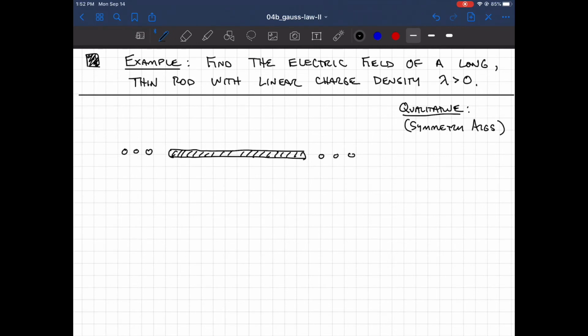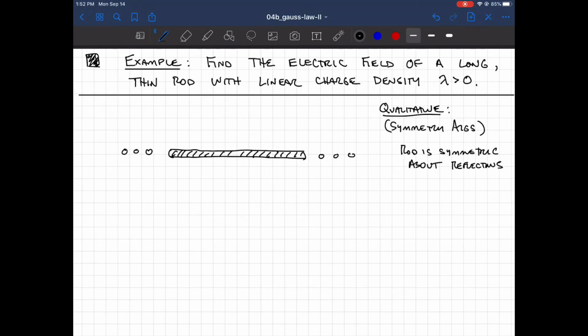In order to find out what the electric field looks like at every point, let's first determine what some symmetries of this rod are. One symmetry is a reflective symmetry. The rod is symmetric about reflections through a perpendicular plane.